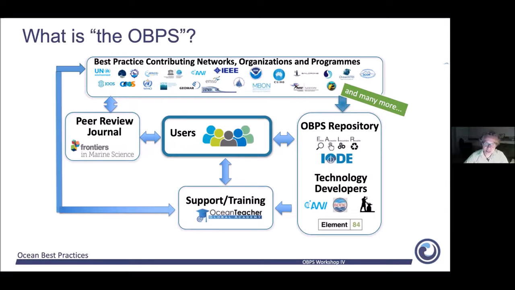There's a communication part, of course, the upper part, with networks, organizations, programs, and so forth, that all have an interest in making ocean observing interoperable across all scales, and that needs best practices. And finally, there's also a journal connected that helps to publish work related to best practices in an open access domain, which is Frontiers in Marine Science.